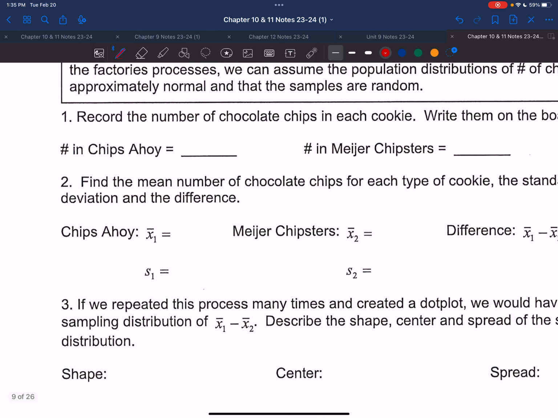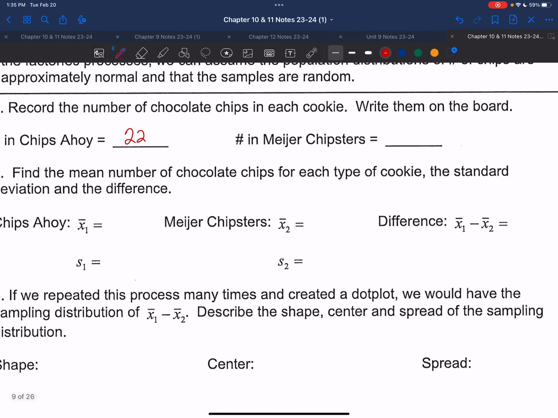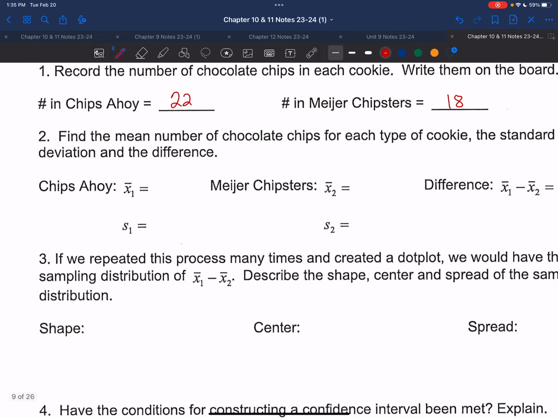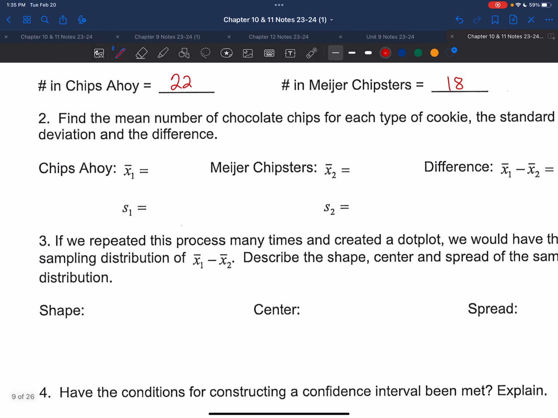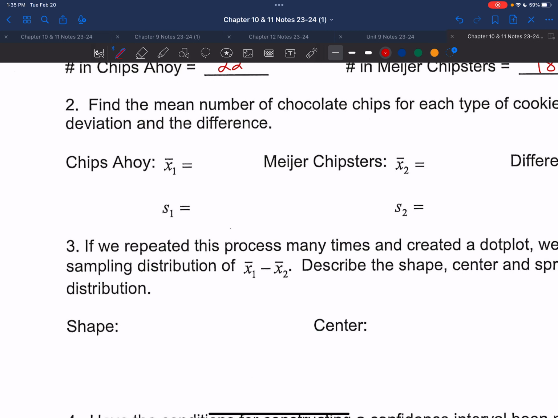Now, obviously, we don't have a physical classroom, but let's just say, for example, you and your partner had 22 chips in a Chips Ahoy cookie, and you had 18 in the Major Chipsters. Now, obviously, answers would vary. Some students might find 20 in their Chips Ahoy or 17 in Major Chipsters. Those answers could vary, right? Now, let's say in the Chips Ahoy, just as an example, we had 28 students, right? So our sample size is 28, okay?